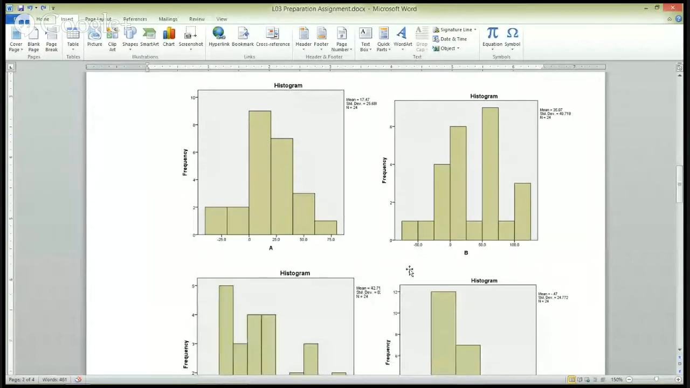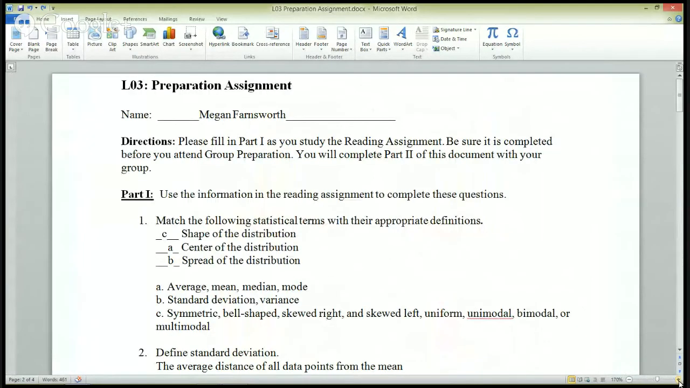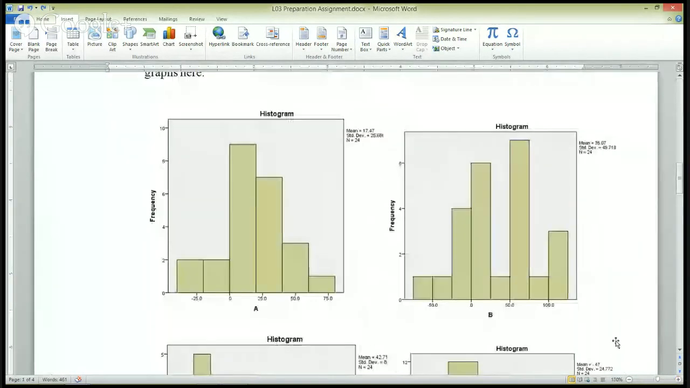What's the mean say on histogram B? 35.07. Okay. We're going to get up close and personal right here. Is that better at all? Yeah, I can see it a little bit.